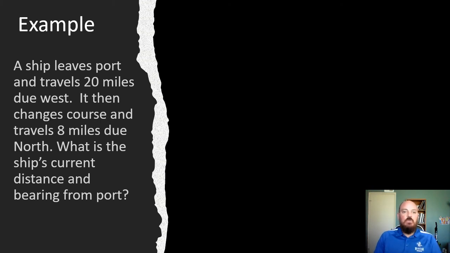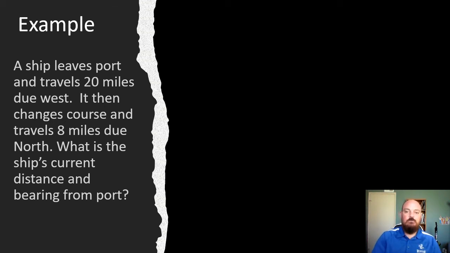Here's our example. We have a ship leaving port, and that's what I said is very common for bearing. It's like a boat in the water. Ship leaves port, travels 20 miles due west. It then changes course and travels 8 miles due north. And remember, the word due means directly. That's perfectly horizontal and vertical distance. What is the ship's current distance and bearing from port?